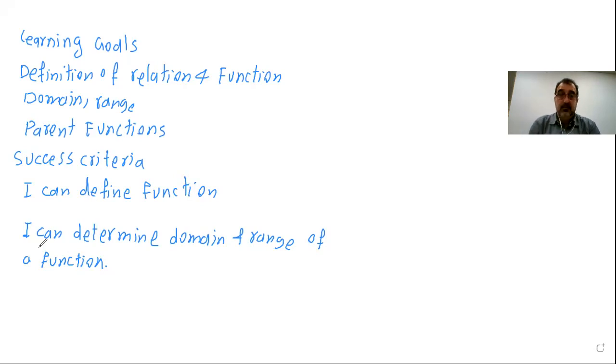Now, I'm going to start off with relation. First of all, you need to know we always deal with two quantities, x and y. What is a relation? For instance, you have x squared plus y squared equals 9. This is a relation between x and y. By changing x values, y values change. This is a relation.